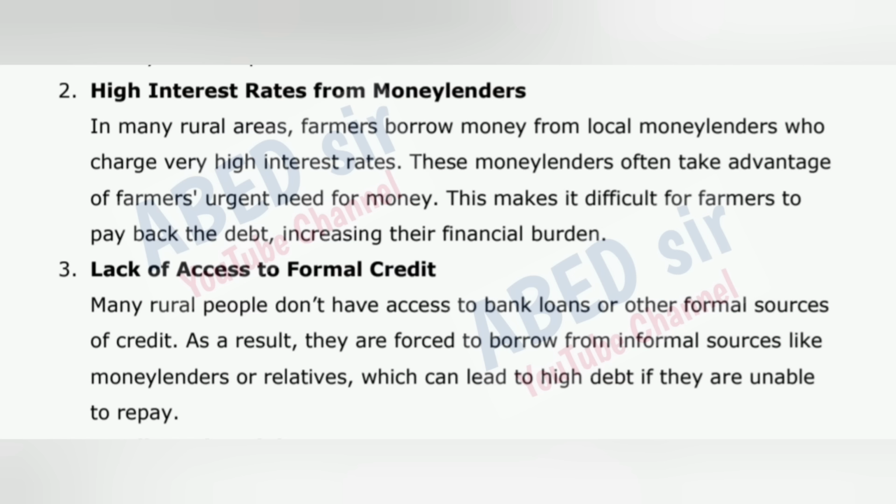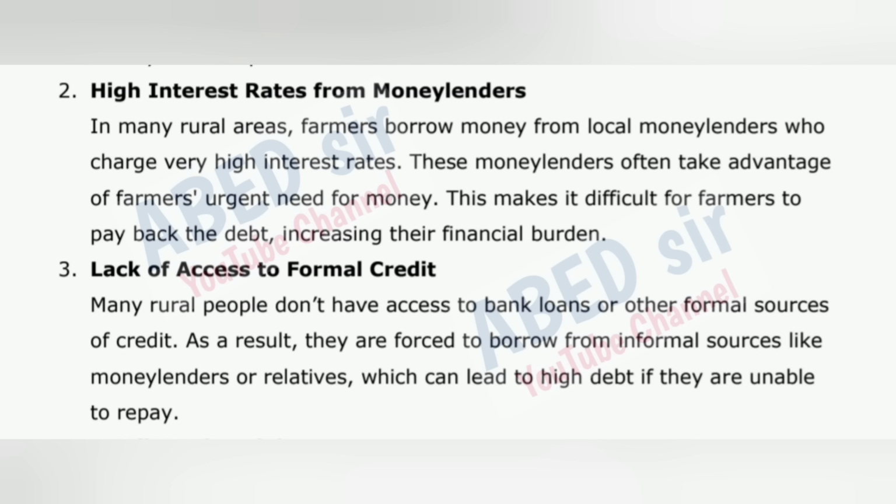2. High interest rates from moneylenders. In many rural areas, farmers borrow money from local moneylenders who charge very high interest rates. These moneylenders often take advantage of farmers' urgent need for money. This makes it difficult for farmers to pay back the debt, increasing their financial burden.